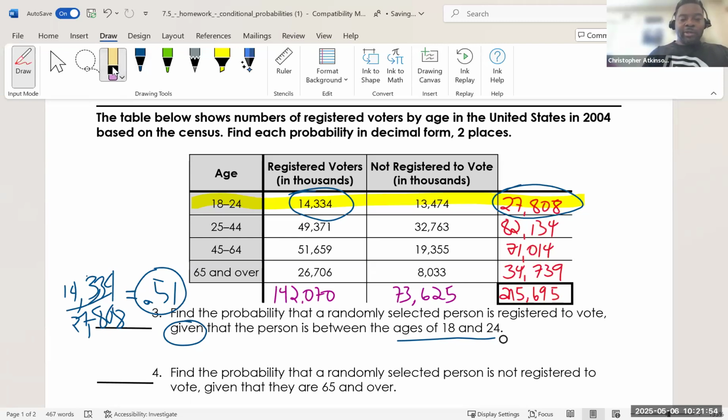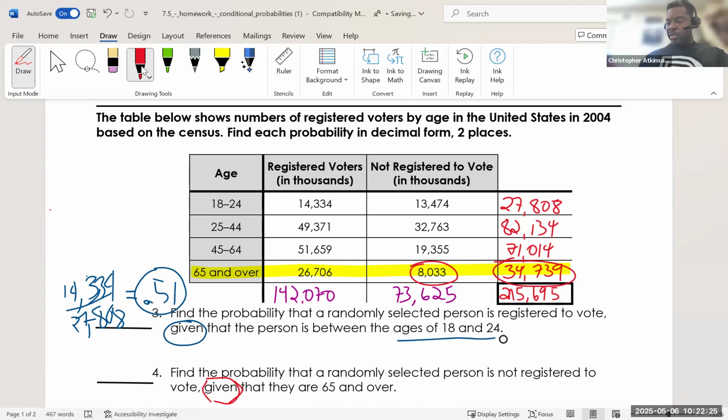All right, let me go ahead and erase that part. I'm going to do the same thing for the next one. Again, I see given, so I'm automatically thinking about my conditional probability. So I'm going to look at 65 and over. 65 and over again is here. And I'm going to look at those that are not registered. Those that are not registered would be 8,033 out of the total of 34,739.